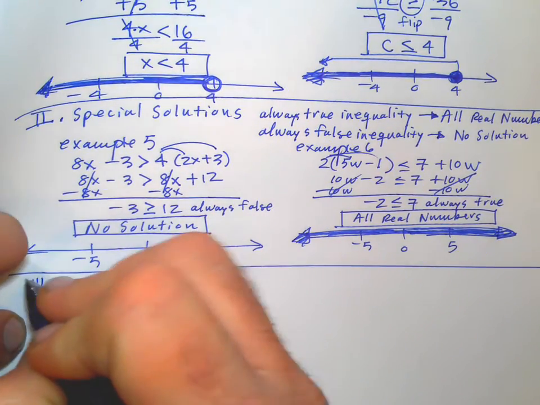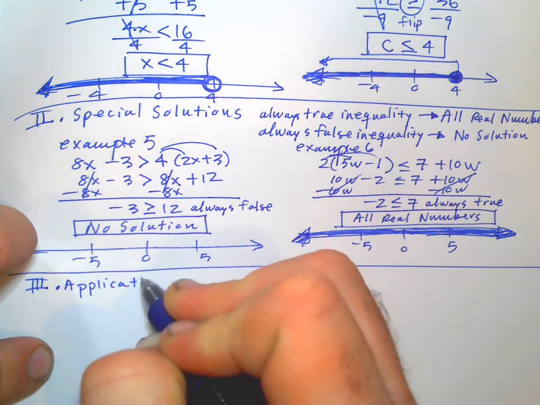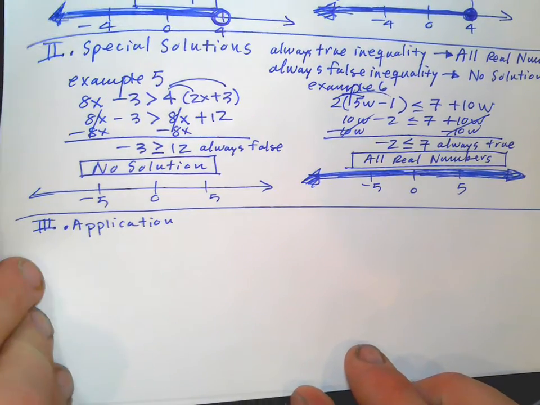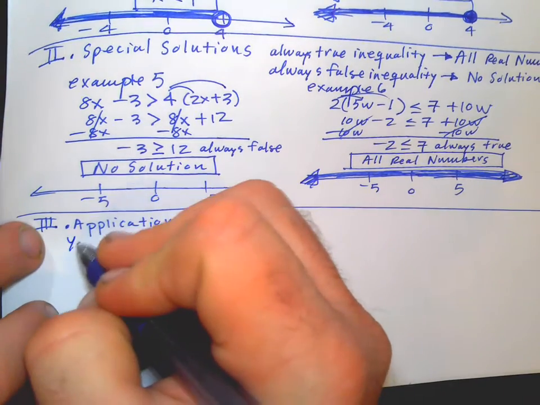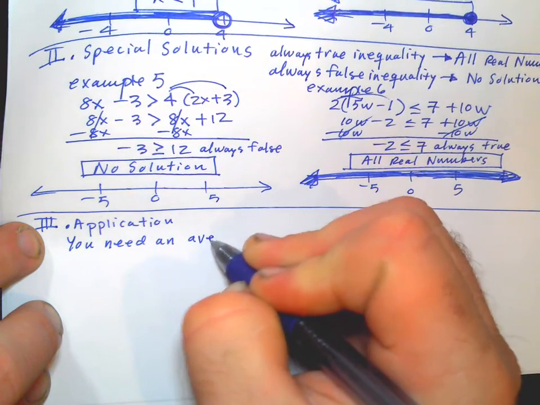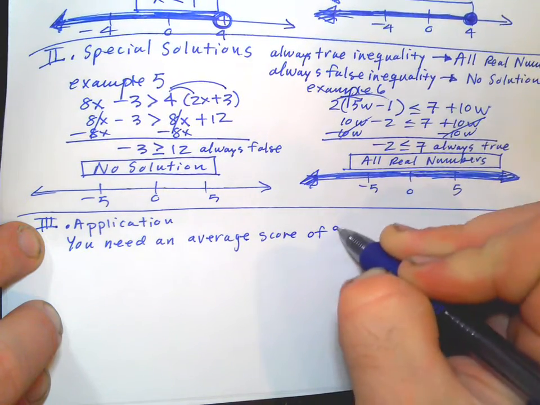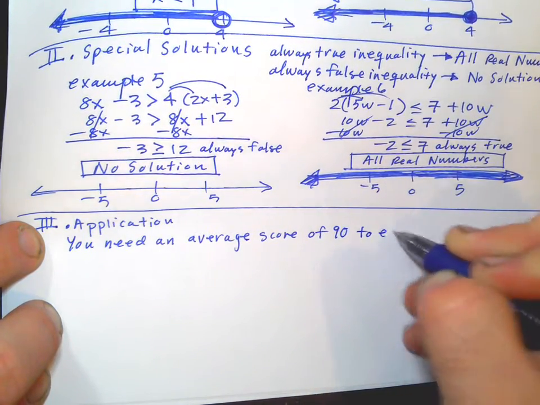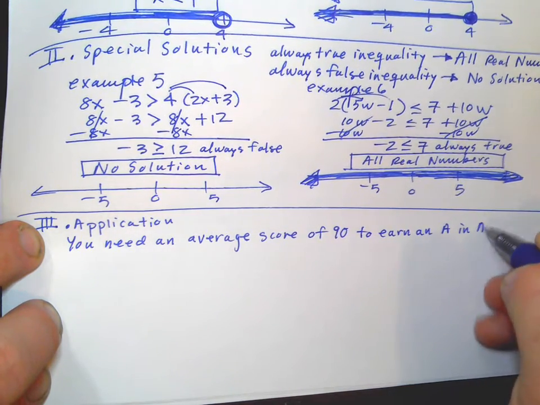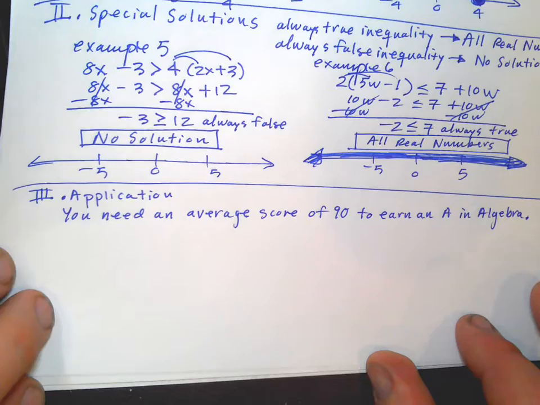All right, last example. Like in many of our notes, we're going to do an application problem, which is usually a word problem that we need to first translate into a math problem and then do the work we've been doing. So here's the word problem. You need an average score of 90 to earn an A in algebra. Okay? You average score of 90, earn an A in algebra.